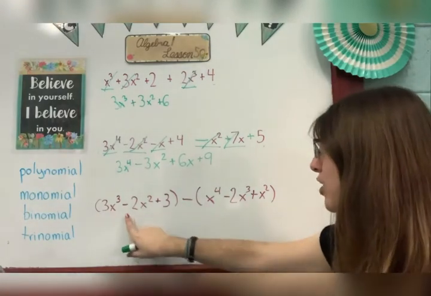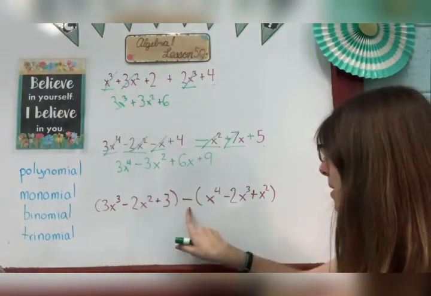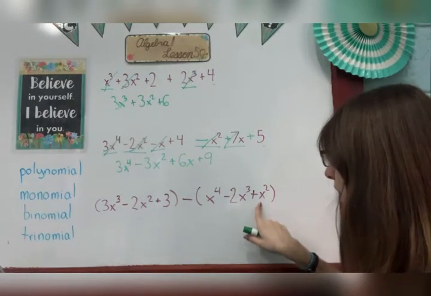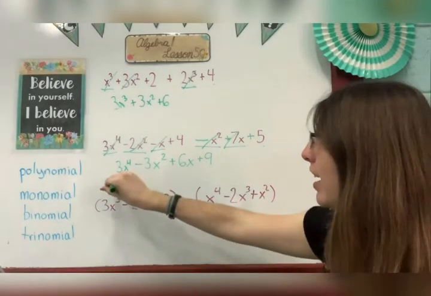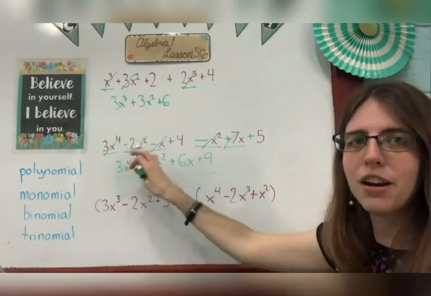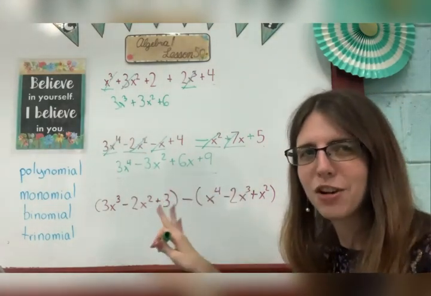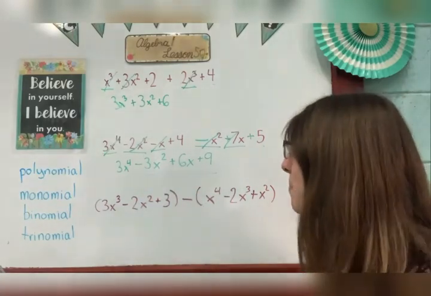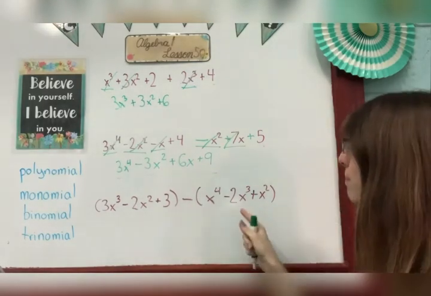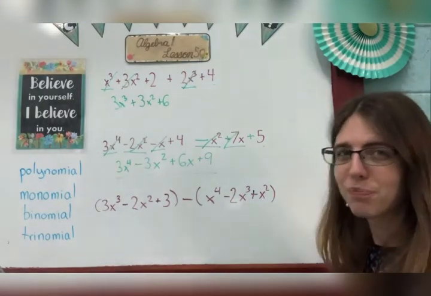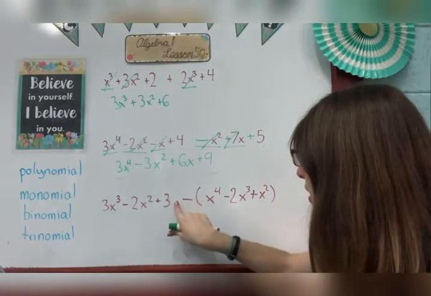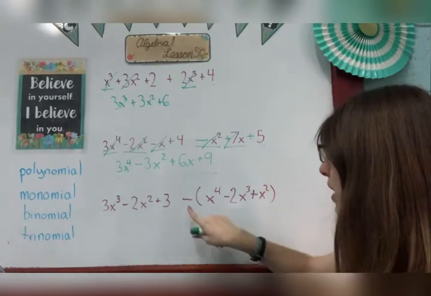I have 3x cubed minus 2x squared plus 3, minus x to the 4th power minus 2x cubed plus x squared. Let me clarify: the work here is done correctly. This would be the correct answer. It's just that I messed up how I wrote it up here, so it's not the same as the one in your book, but this answer is correct. I'm going to drop these parentheses because there's a positive in front of it. But here I have to multiply through by a negative 1.